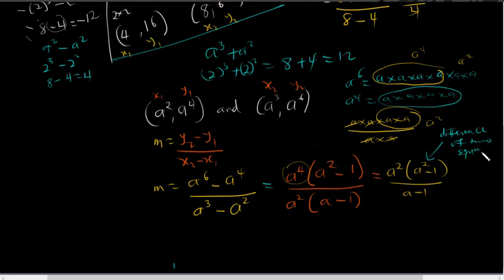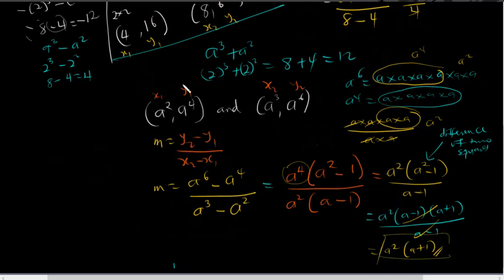Now 1 is a perfect square. 1 is the same as 1 raised to the power 2. So I can better write this as a squared minus 1, divided by a minus 1. And a minus 1 can cancel a minus 1, so that I'll be left with a squared plus 1. So this will be the slope of the line, and if I expand this, it is very clear.